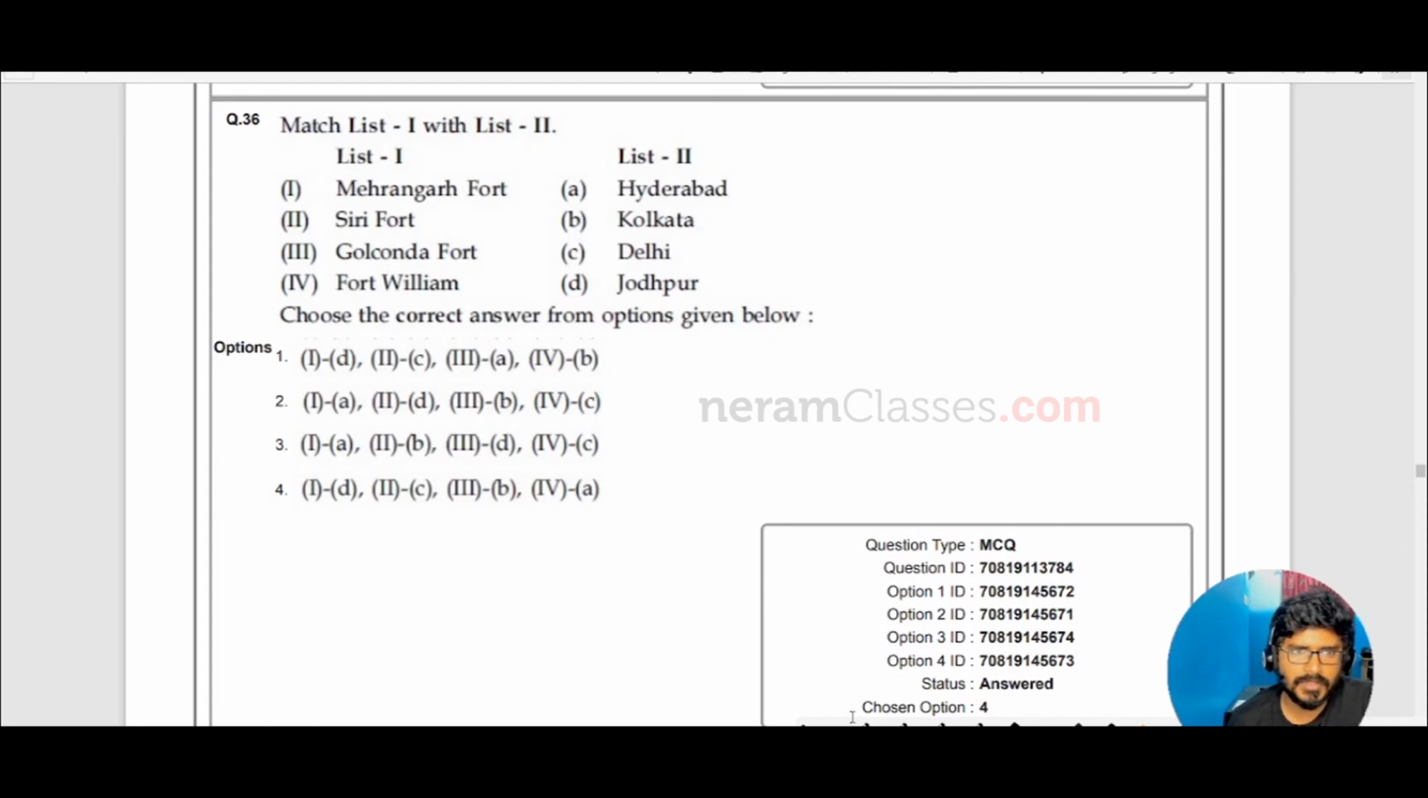Now the question number 36 is, they have given some names of forts and also locations, Hyderabad, Calcutta, etc. We need to match this. Which fort is located in which city? This is what we need to find. But before getting into the answer, if you take a look at some of the forts, it will be useful for you for future exams. I'll show you. First is Mehrangarh Fort, Siri Fort, Golconda Fort, and Fort William. We'll see all four.